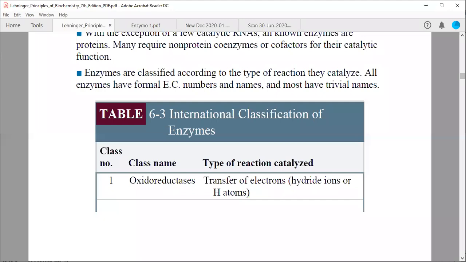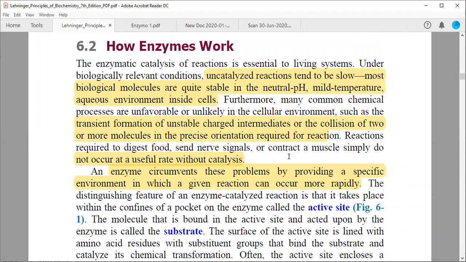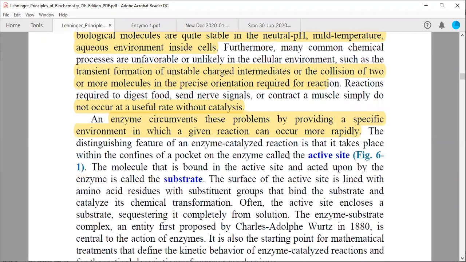Okay, so we are moving to the next topic. In cellular environments, many common chemical processes are unfavorable. They cannot happen in the aqueous environment of the cell, such as the transient formation of unstable charged intermediates or the collision between two molecules in the precise orientation required for the reaction.